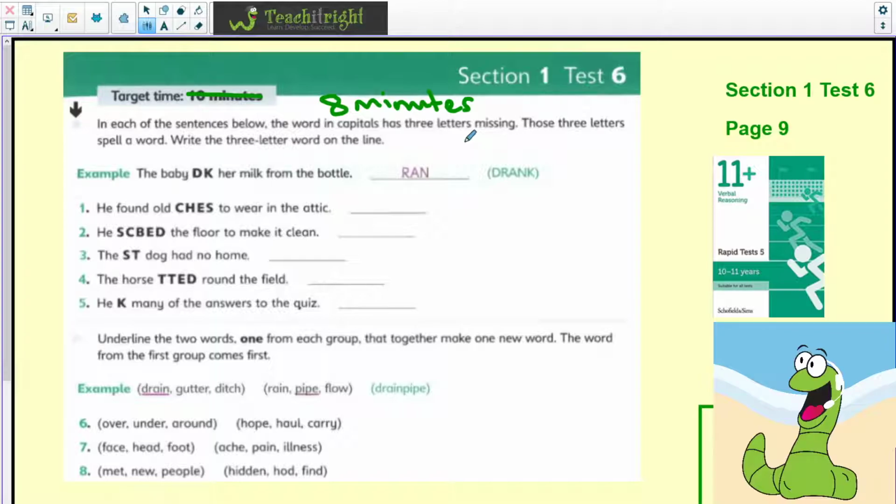So number 1, we've got lot, because of course it's clothes. So he found old something to wear in the attic. So it's clothes. If you spell out clothes, cross out the letters they gave you, you're left with lot.